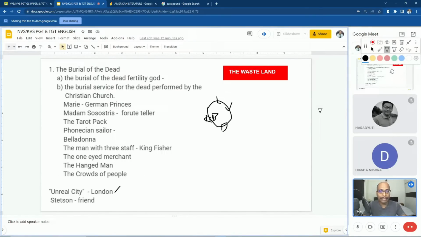The wastelanders are also considered to be dead people, walking dead. Okay, sir, listen, I'll explain. When we have lost connection with God, then we are dead people, walking dead. The burial of the dead. All those people who are living life in this London are actually dead people according to T.S. Eliot, because they are not following any values or Christian beliefs; they are living just like animals. So all these people are dead people according to T.S. Eliot.